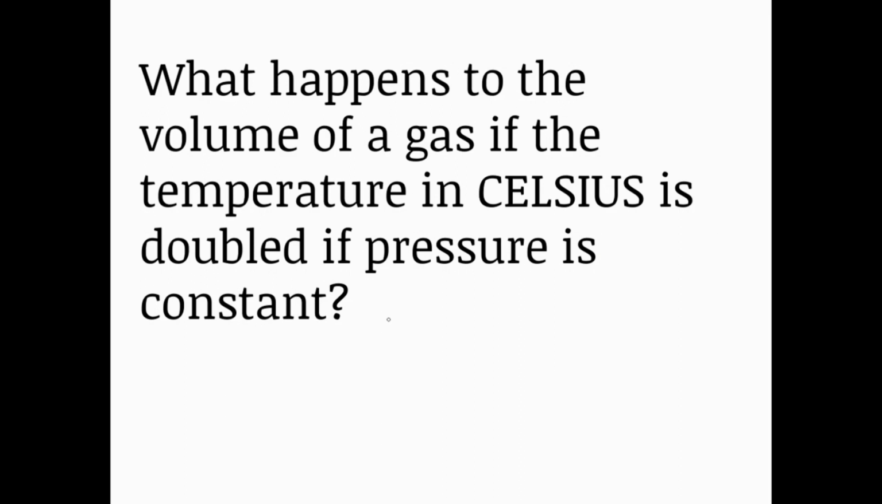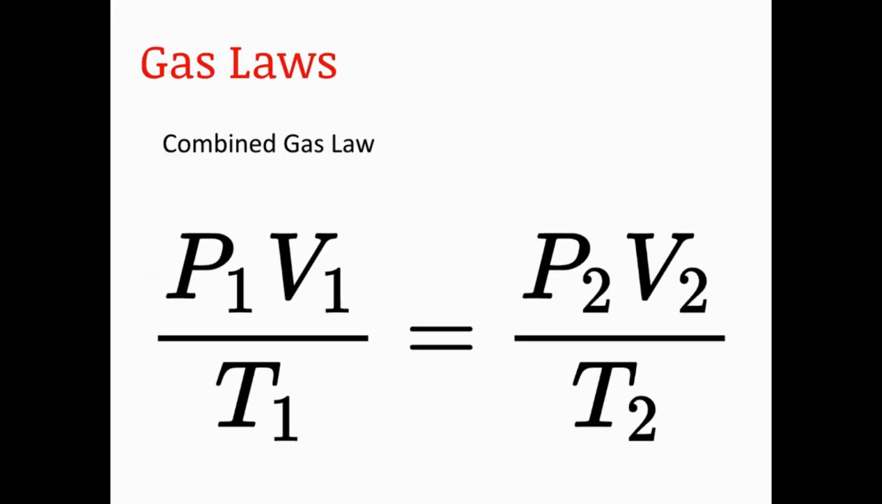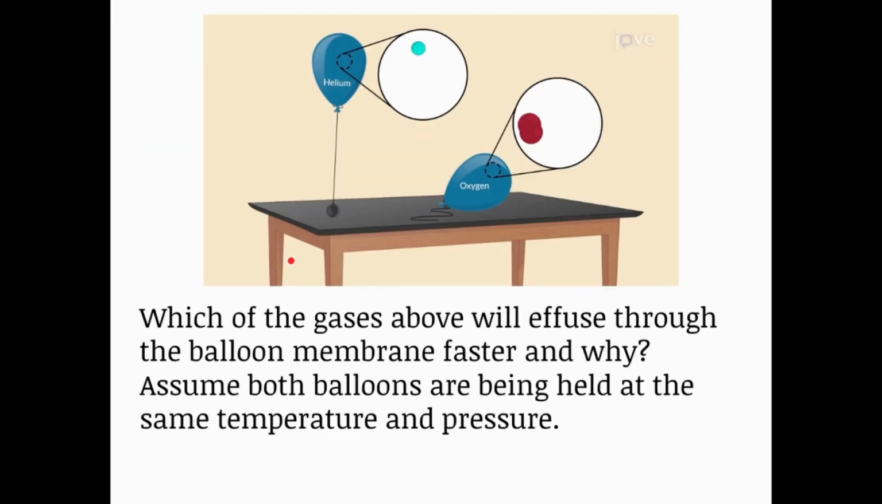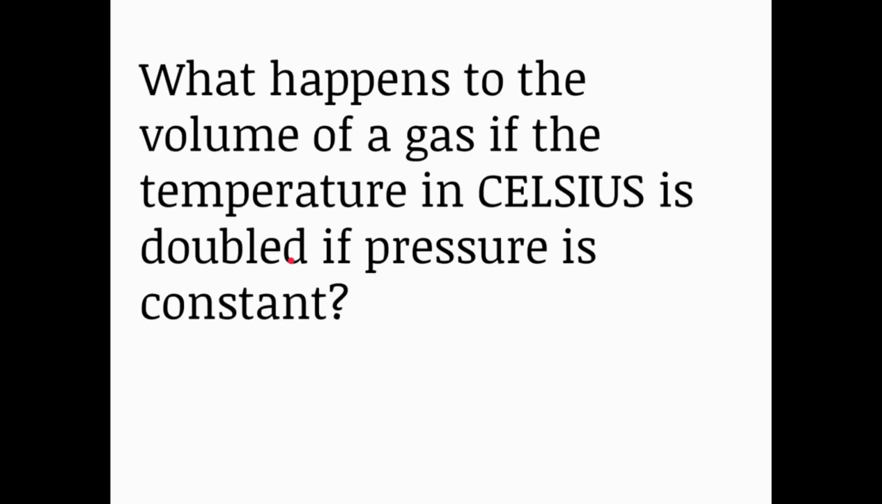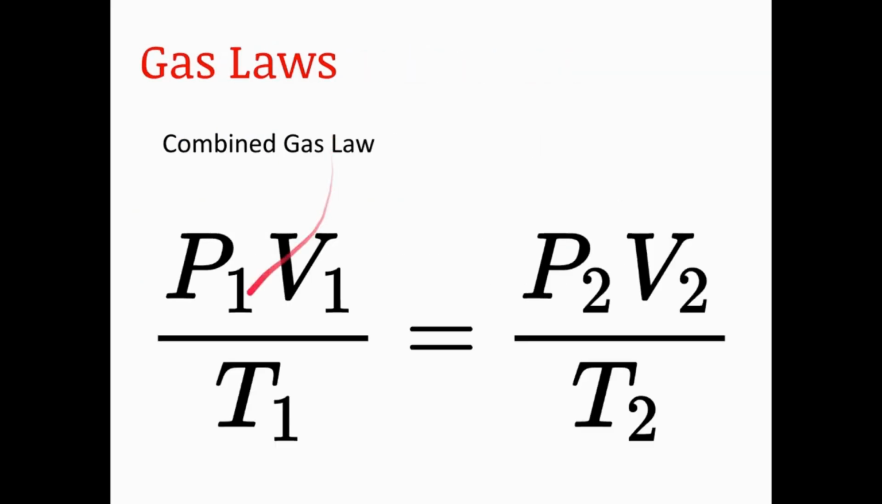So now here, this is just a conceptual one. There's nothing to calculate. But what happens to the volume of the gas if the temperature in Celsius is doubled and the pressure is constant? This is also related to the combined gas law, right? So it says, yes, the pressure is constant and temperature in Celsius is doubled.